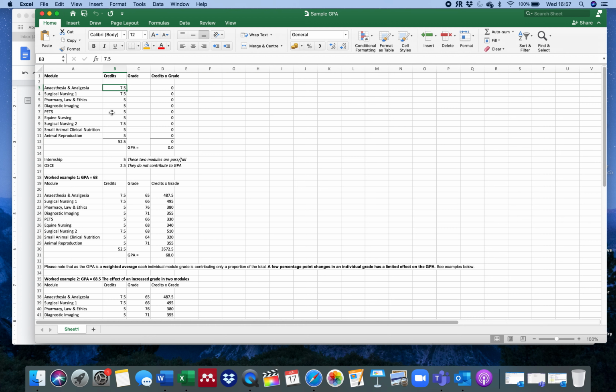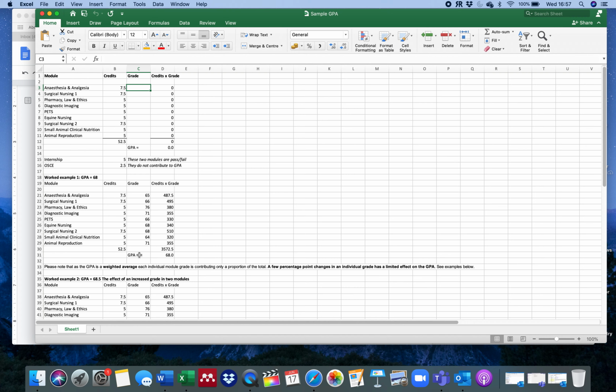You can see for stage 3 of vet nursing, the modules that are examined total 52.5 credits, and then you have 5 credits for your internship and 2.5 credits for the vet nursing OSCE. These two modules are pass-fail, so they don't affect your GPA. So your GPA is calculated on the 52.5 credits that go for the modules that are examined with formal exams or assessment. What happens then is basically you're working out what's called a weighted average. So each individual module grade only contributes a proportion of the total GPA. So a few percentage point changes in an individual grade has limited effect on the GPA.